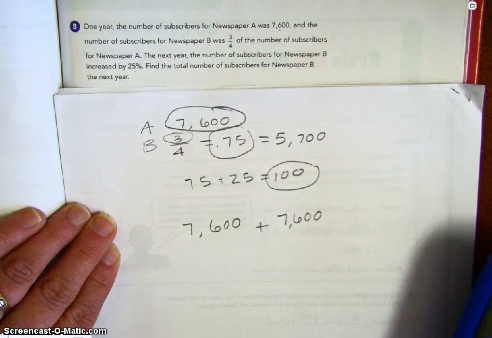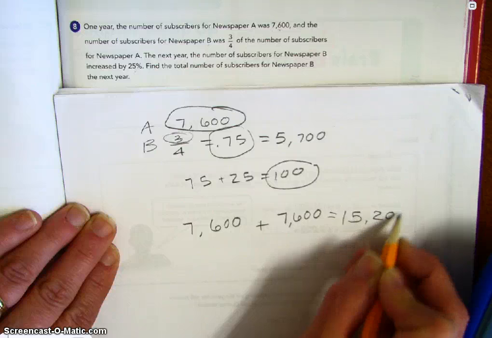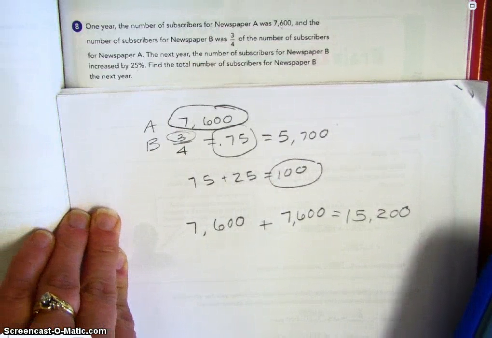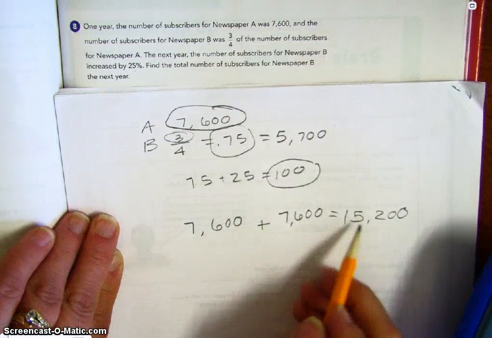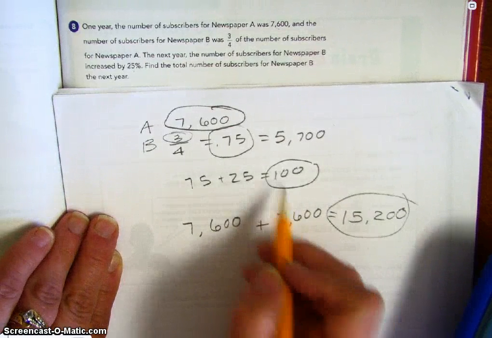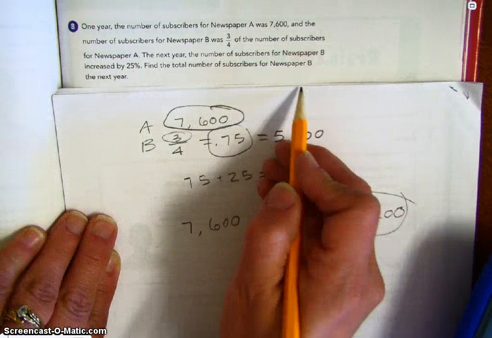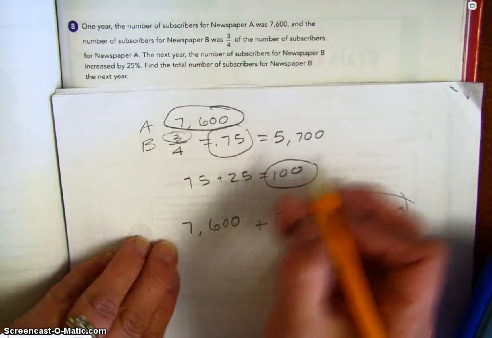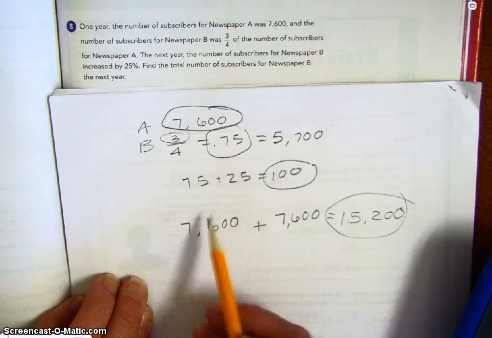7,600. Sorry, my calculator's not working very quickly. That's actually a really easy one to do in your head. It's 15,200. So if that is the total number of newspaper B, this is what the total number of both of them would be, but actually, sorry, they're asking you the total number of subscribers for just newspaper B. I'm sorry, I don't mean to mess you up here.